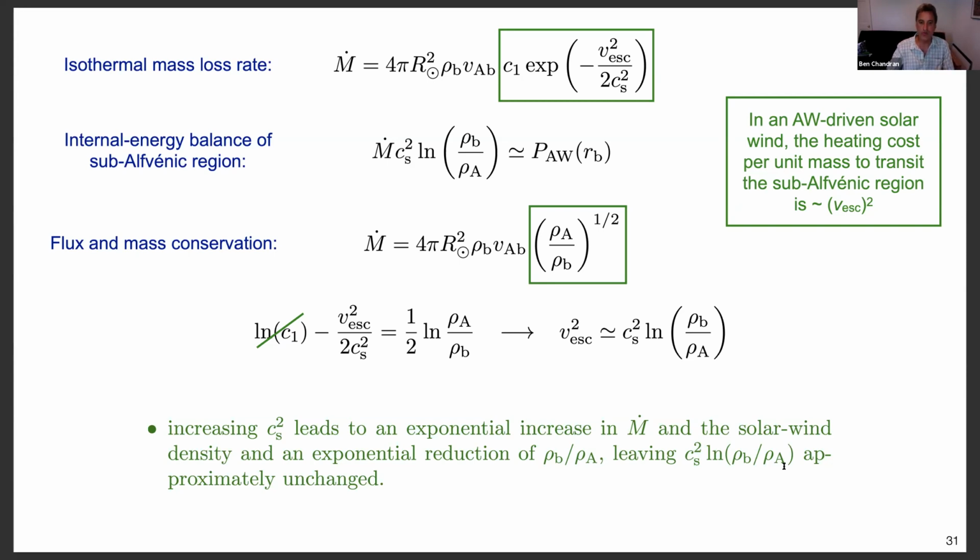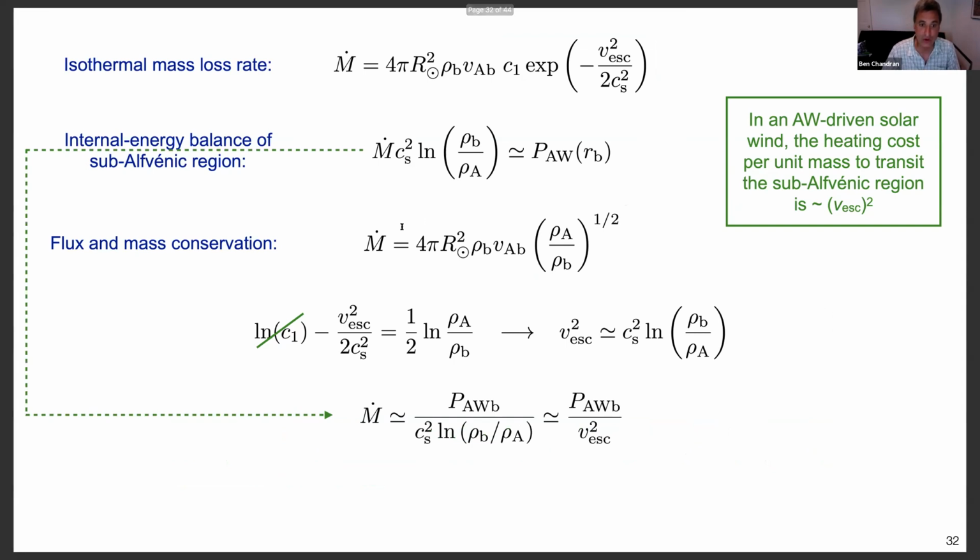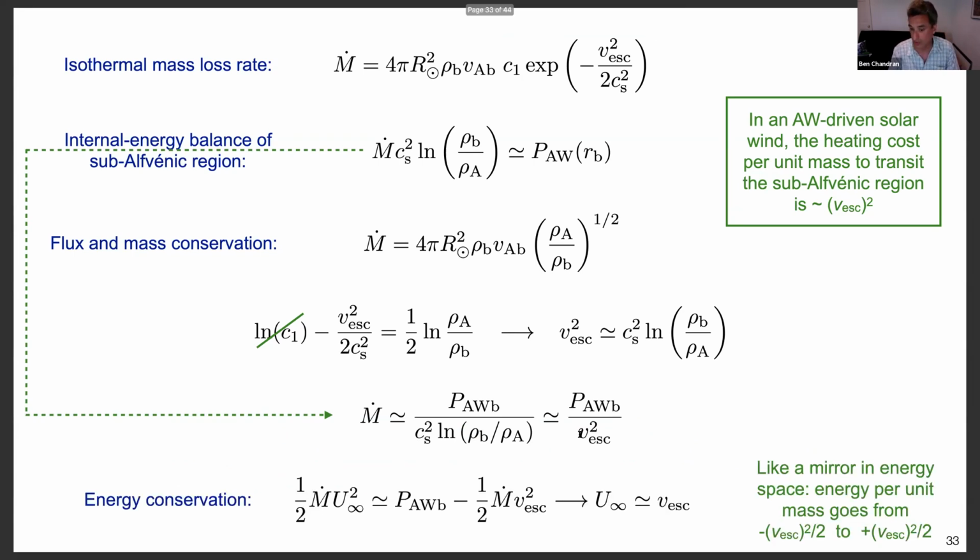All right, armed with this result, we're now in business. We now revisit that second equation for the energy balance. We first rewrite that as m dot is the Alfvén wave power at the coronal base divided by that CS squared natural log of rho B over rho A term. But that denominator there is just V escape squared, the heating cost per unit mass to transit the sub-Alfvénic region. And this is the approximate formula for the mass loss rate of the sun that we're looking for. It's actually very simple, which is actually quite nice.